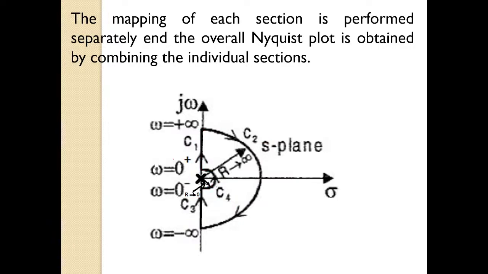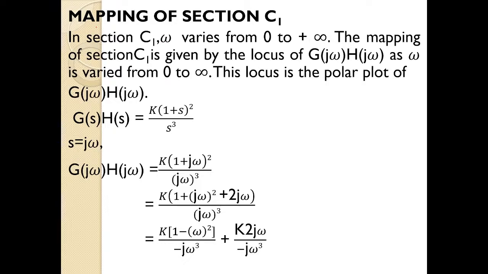Let us determine the Nyquist plot for each section. So let us start with the mapping of section C1. As I said, omega varies from 0 to plus infinity for the C1 section. Now let us consider G(s)H(s), that is K into (1 plus s) whole square by s cube. Replace s by j omega. You will get G(j omega)H(j omega) equal to K into (1 plus j omega) whole square by (j omega) whole cube.